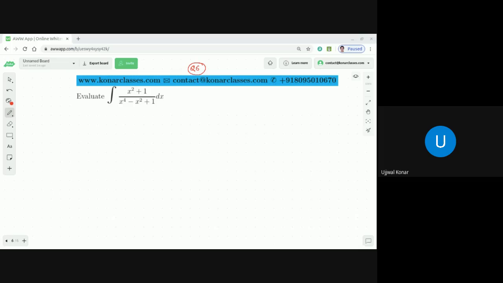So here the approach is that, as Mohor correctly suggested, we should divide both numerator and denominator by x square. But why should you divide by x square? Because in the denominator there is x power 4. Think two steps ahead. If we divide both numerator and denominator by x square, then in the numerator you will get 1 plus 1 by x square, dx, divided by, in the denominator, x square minus 1 plus 1 by x square.